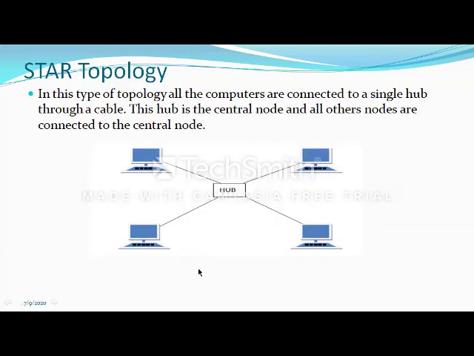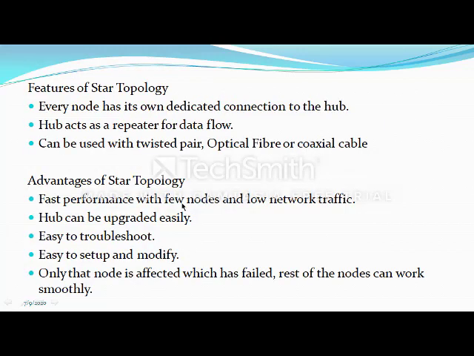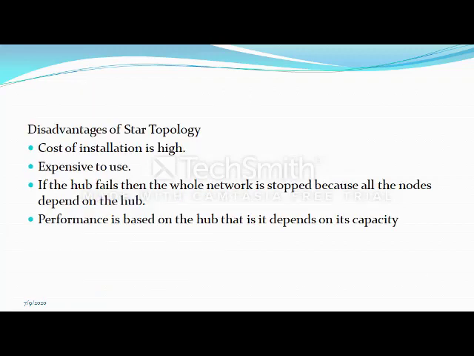Star topology, all these are connected like a star. All are connected to the hub. If at all the hub fails, the entire system fails. Every node has its own dedicated connection to the hub. Hub acts like a repeater. The major disadvantage is that the cost of installation is high.